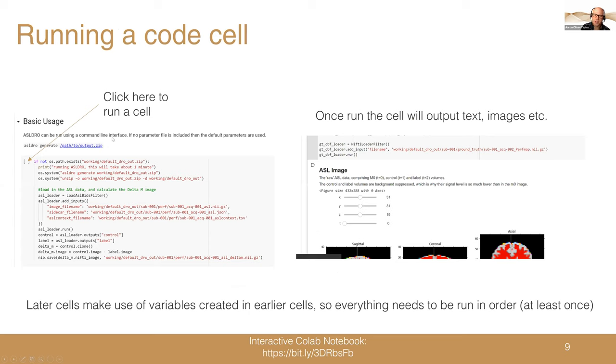But you don't actually need to do any coding to run the notebook. All you have to do is click this little box on the left of each cell, and that will run them. When they run, most of them will output some text or images as a result, and you can play around with, say, viewing the images in different ways. If you want, you can go and edit the code, change some of the parameters, and run it again. Some of the later cells require variables that were created in the earlier cells, so you do need to run it at least once in that order.